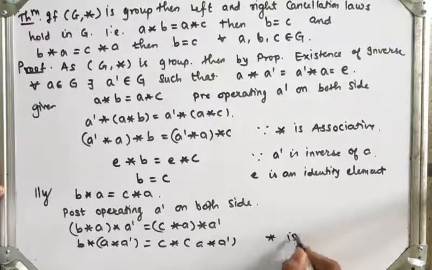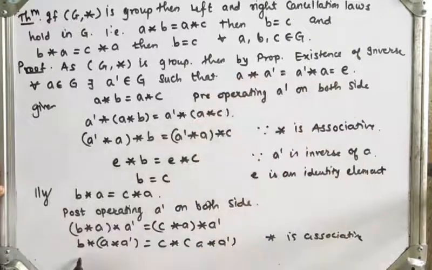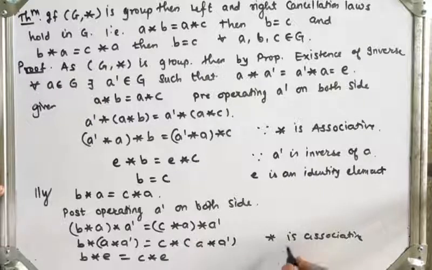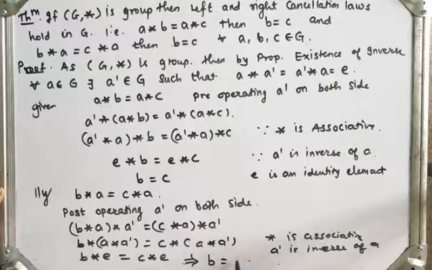Since star is associative, we get A star A dash, and A star A dash is the identity, since A dash is the inverse of A. So B star E is equal to C star E. Since E is the identity, B is equal to C. So finally B is equal to C. Hence the theorem.